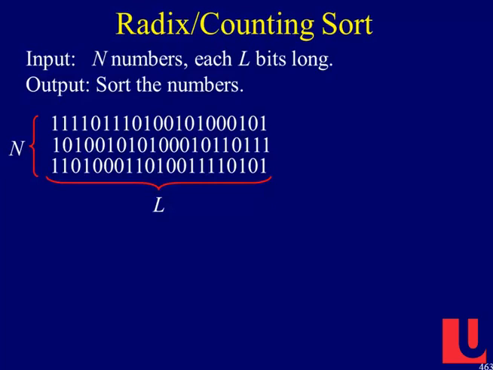Does that make sense? So the running time will be n log n in terms of the number of numbers. But in terms of the number of bits, the running time is going to be n times L, and the number of bits is n times L. So the running time is linear in the number of bits of the input. Does that make sense? All right.